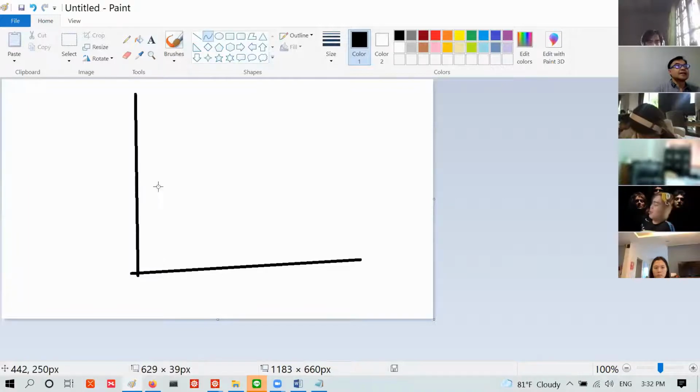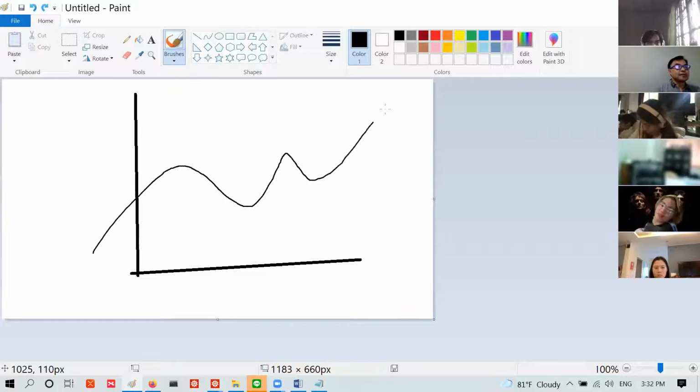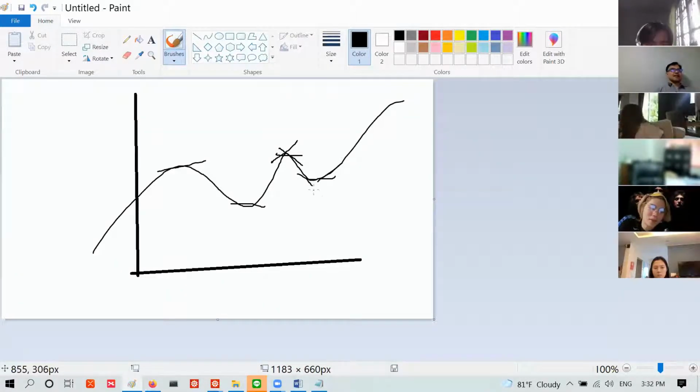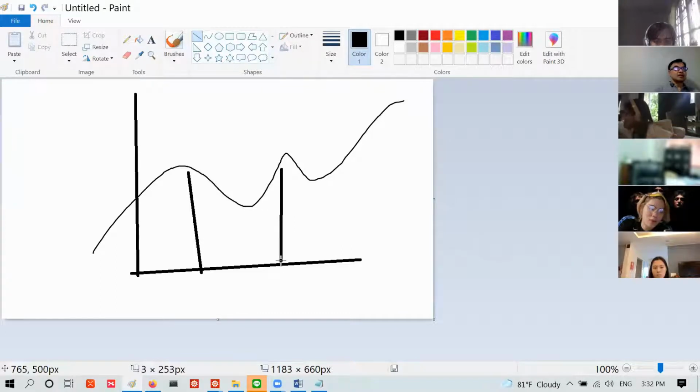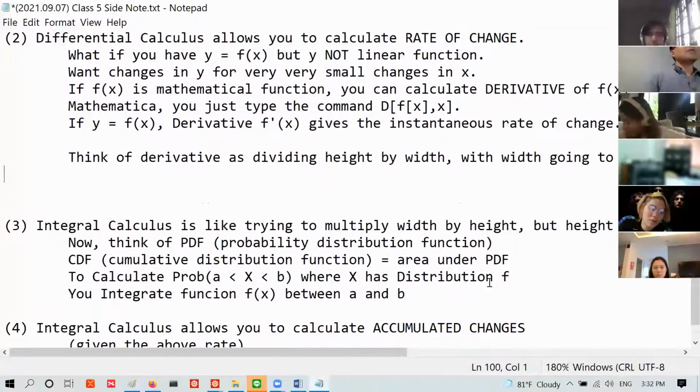Okay. This is your function. This is your f. If you want to take the slope, you have to take the derivative. If you want the area, you have to take the integral. Okay. So let me write.